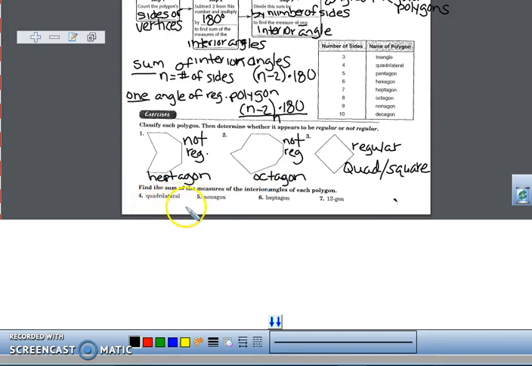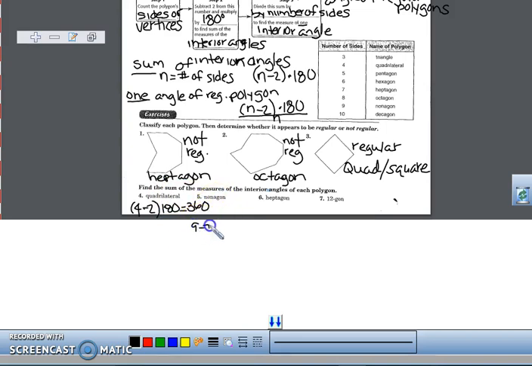All right, we're going to find the sum of the measures of the interior angles of each polygon. So we are not finding just one, we are finding the sum. When we find the sum, a quadrilateral has 4 sides. Take away 2 times 180, and you get 360. Even though we already knew that, we're practicing these. I'm going to bring these down here. You write them on your paper.